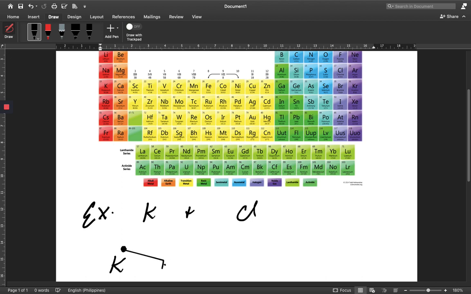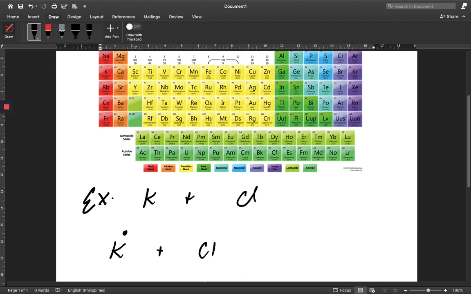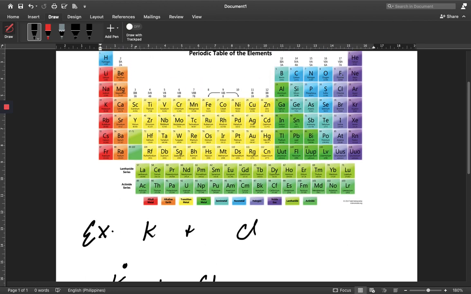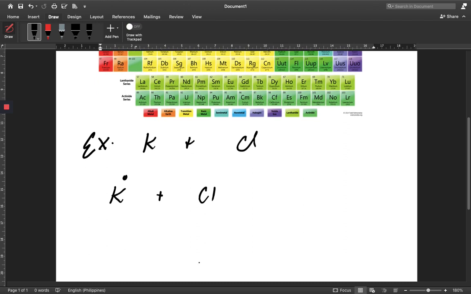So let's draw one valence electron there, and then if you add an atom of Cl, how many valence electrons does Cl have? It is under group 7, therefore it has 7 valence electrons. So in here we draw 7 dots around Cl: 1, 2, 3, 4, 5, 6, and then 7. Okay, so that is our LED for Cl.